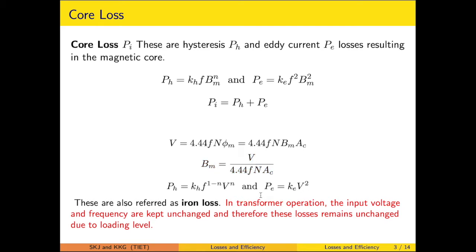When we substitute this, it gives rise to a new coefficient, but the point here is that Ph is frequency and voltage dependent, whereas Pe depends only on the voltage. In the transformer, frequency and voltage are constant, so Ph and Pe, or the iron losses, are constant. They are not affected by the change in the loading level.